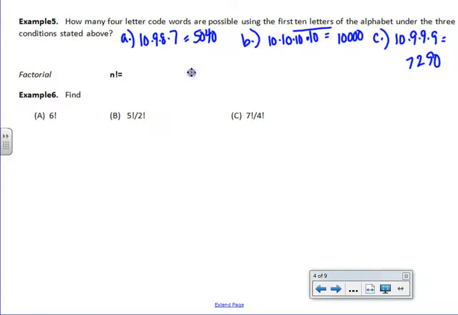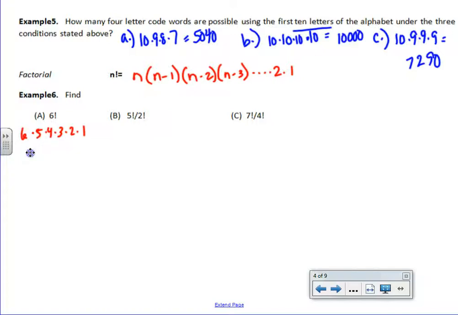Okay, definition of factorial. When they say n factorial, what they're asking you to do is, starting with the integer n, you're going to multiply him by his preceding integers. So n minus 1 times n minus 2 times n minus 3, all the way down to the last possible integer, which is 2 and then 1. So for instance, 6 factorial is 6 times 5 times 4 times 3 times 2 times 1.